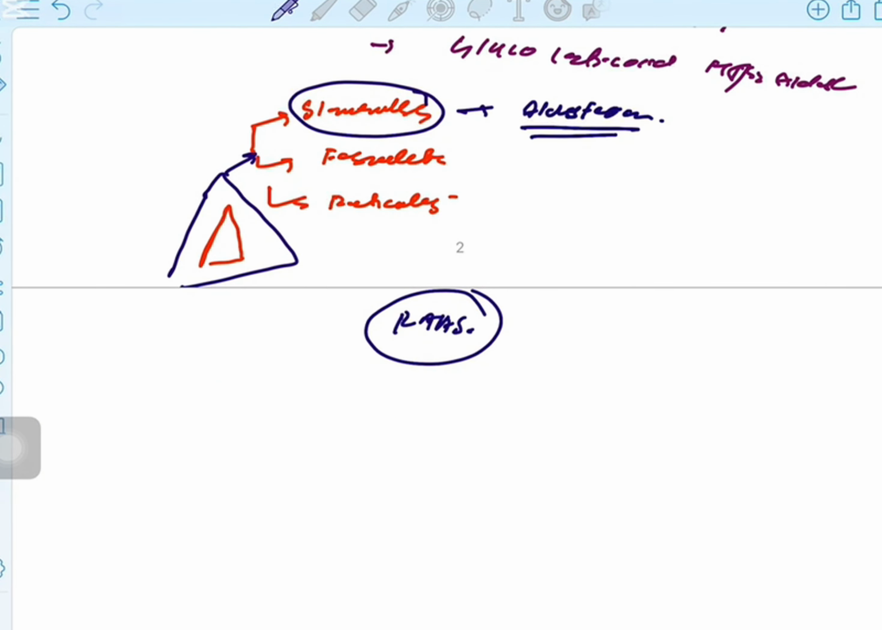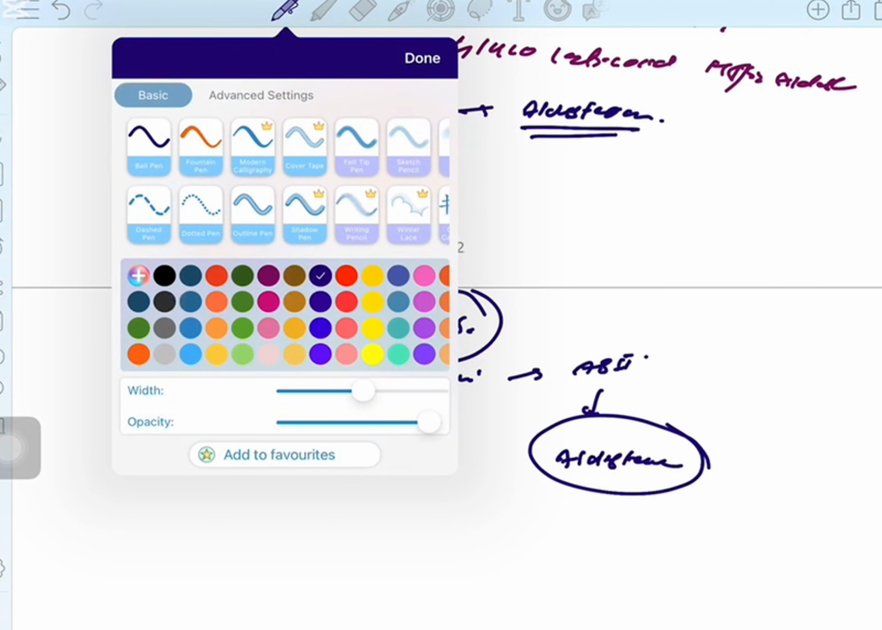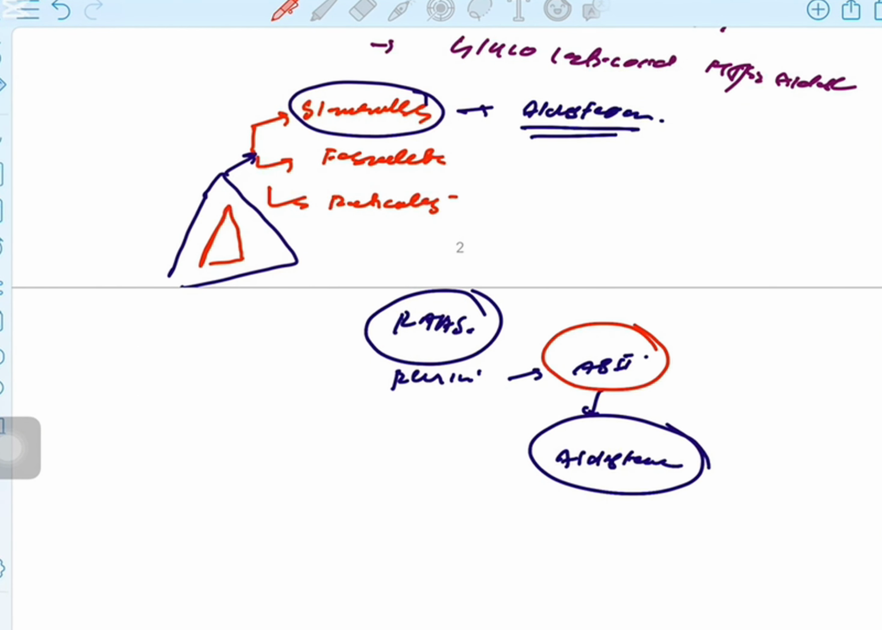In the RAS mechanism, the renin hormone is produced. The end product of the RAS mechanism is angiotensin 2. Angiotensin 2 gives the message to the zona glomerulosa, which is present in the adrenal cortex, to produce the aldosterone hormone. So if someone asks you which of the following regulates aldosterone, the best answer is angiotensin 2, because the RAS mechanism activates and produces the aldosterone hormone from the zona glomerulosa in the adrenal cortex.